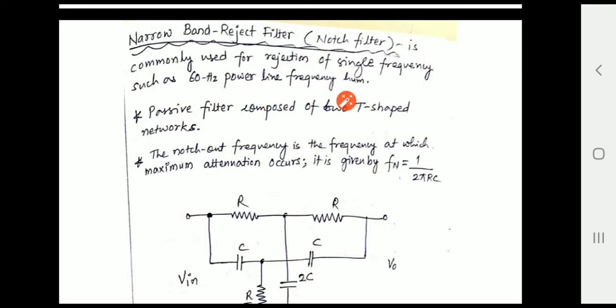Here, if I want to eliminate or reject a particular frequency component of the input, then we can use this filter to eliminate that frequency component. Here I have taken the example of 60 Hz. This 60 Hz is the frequency of the input which can be rejected or eliminated from the input signal. Here, first we have composed the passive filter of two T-shaped networks.